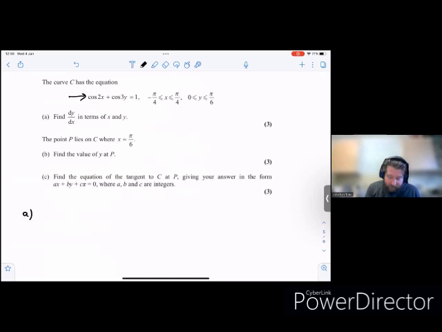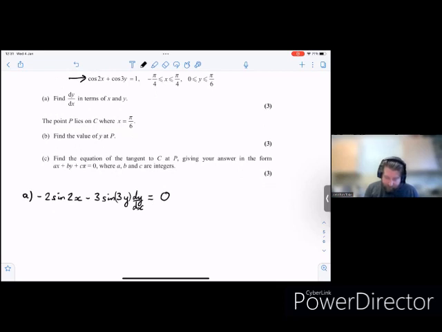So cos 2x becomes minus 2 sine 2x. Cos 3y becomes minus 3 sine 3y. But because we differentiated a function with y in it, we need to put on a dy by dx. Okay, and I'm going to put brackets around 3y to make it clear that dy by dx is not part of the argument of the sine function there. When we differentiate 1, we get 0. So now we want to make dy by dx the subject.